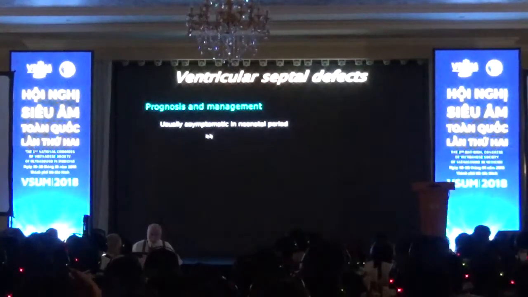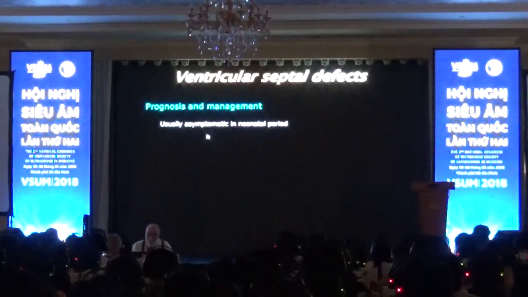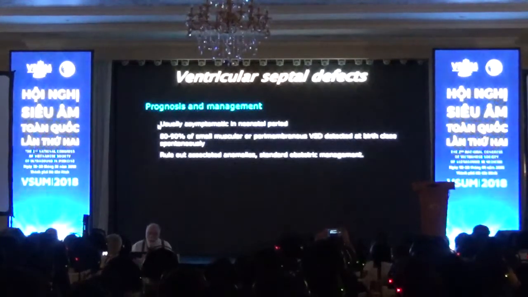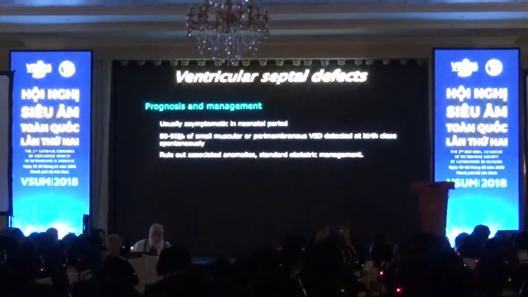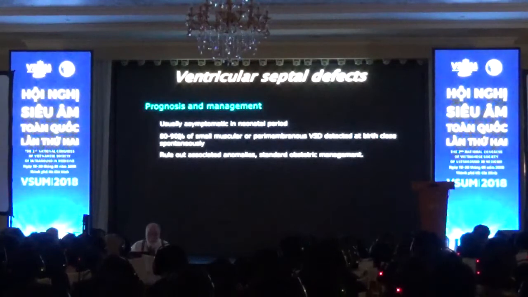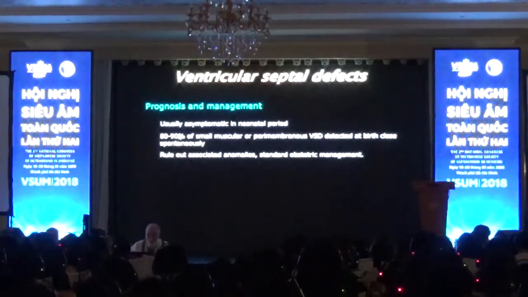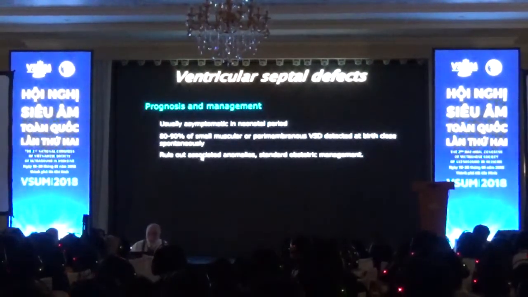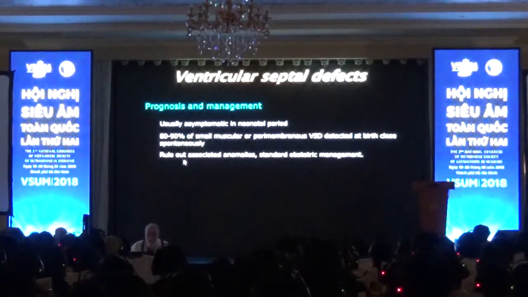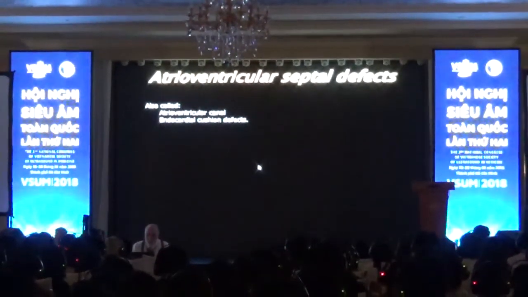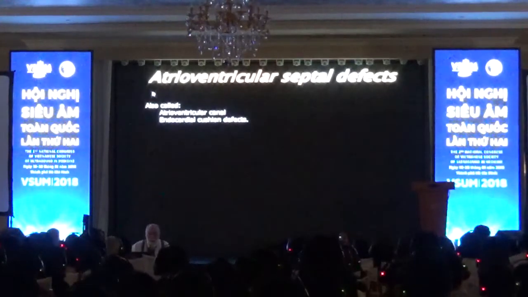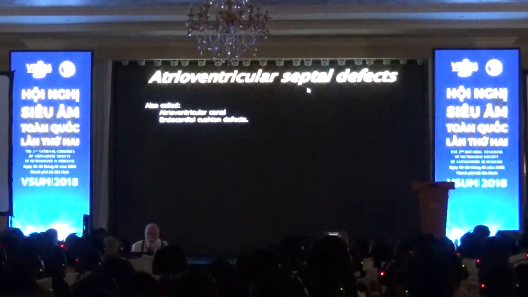So prognosis and management, usually they are asymptomatic in the neonatal period. A great majority of them will actually spontaneously close. So it's kind of good because if you miss it and the baby doesn't come with a VSD, no one is ever going to blame you for that. But you want to also rule out associated anomalies, in particular aneuploidies, and if there is none, then you use the standard obstetric management. And now we move to the combined atrial and ventricular septal defect.